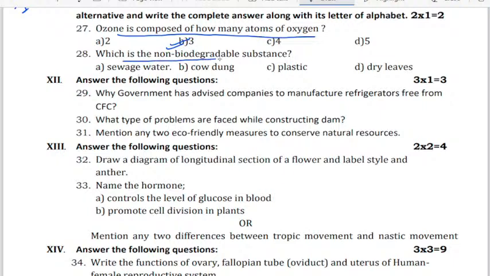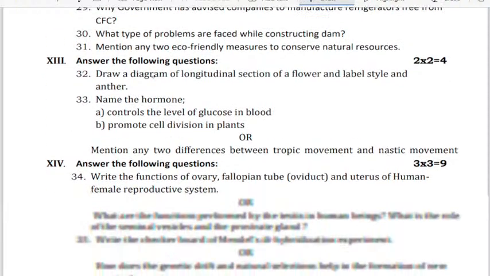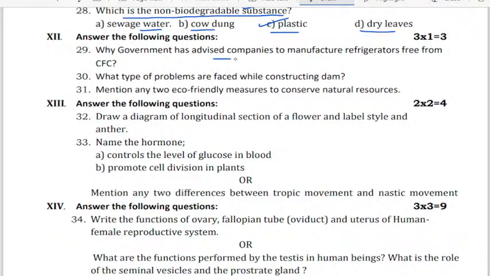Which is non-biodegradable substance here? Non-biodegradable means do not mix with the soil easily. Do not decompose. Sewage water, cow dung, plastic and dry leaves. So among this, which does not mix up with the soil? The right answer is yes. Harsha, you have given the right answer, followed by Lata, Max, Sureka and Sharan. Plastic is the non-biodegradable.